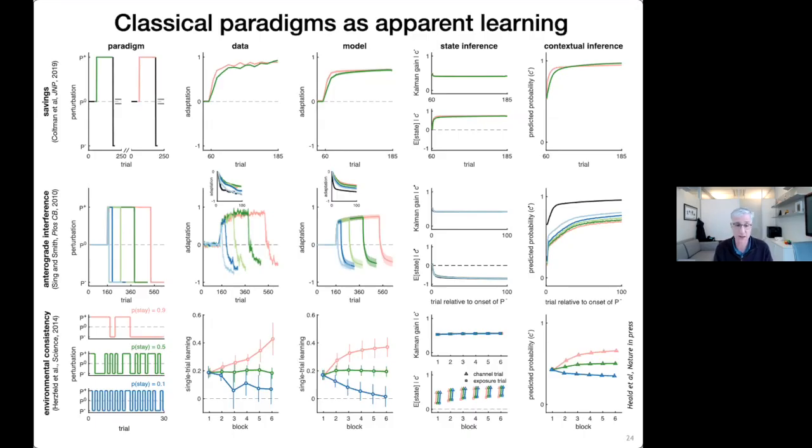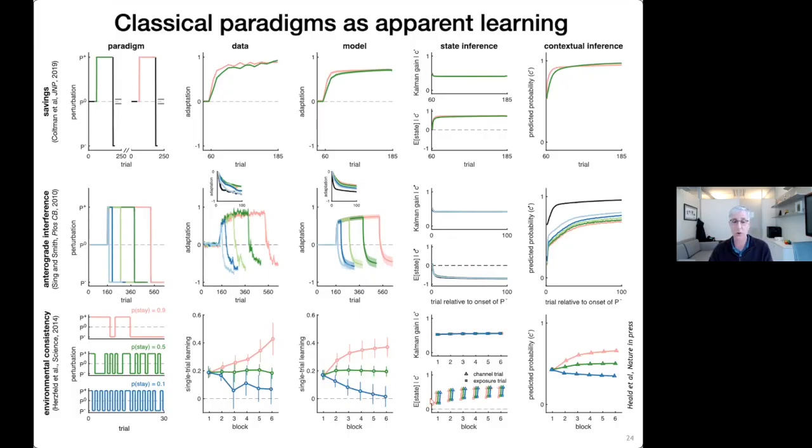And finally, volatility. If you put people in an environment which switches between P+ and P-, either very rarely or very often, and then you measure single trial learning, you find in the environment which is very stable, they increase their single trial learning. In a volatile environment, they decrease it. That's been taken as a measure that they're adapting their learning rate to the volatility. Our model reproduces the behavior, but there's no change in the learning rate, no change in adaptation.